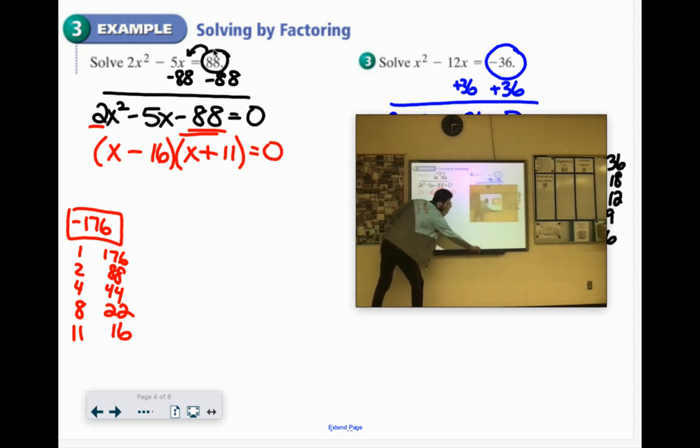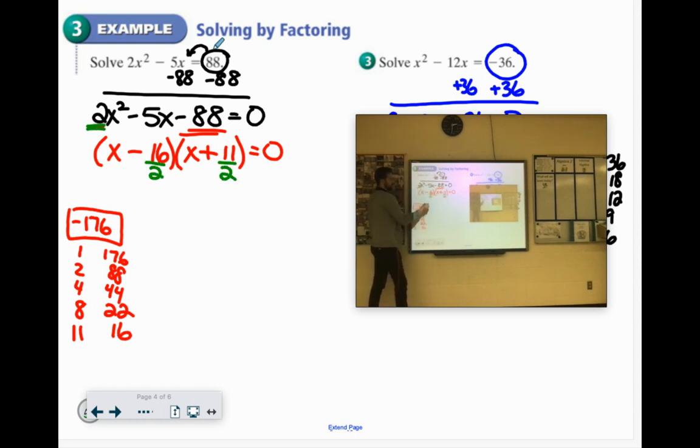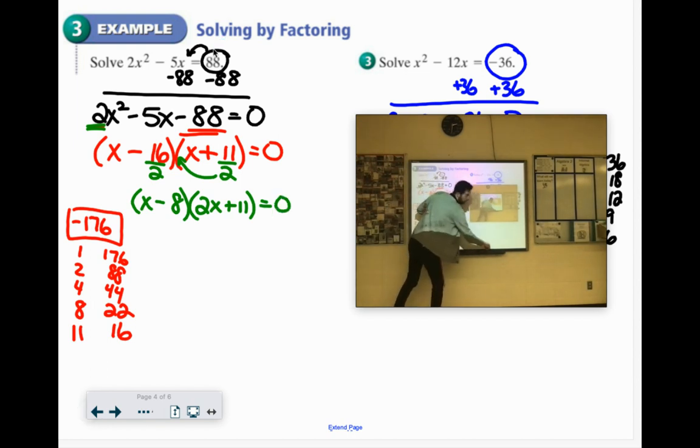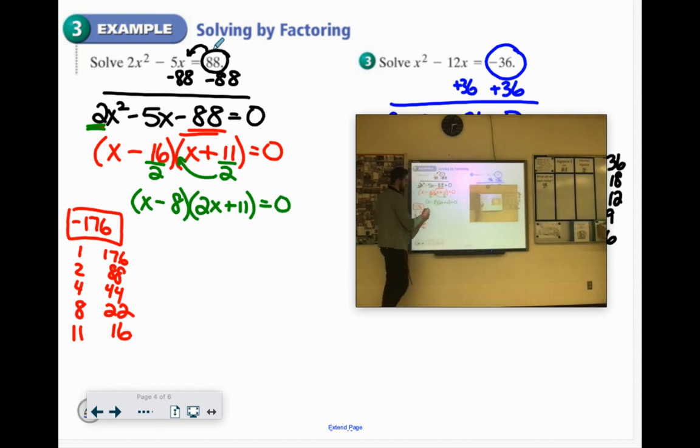But don't forget, we have to try to divide them by the number in front, the 2. So 16 over 2 is 8, right? 16 divided by 2. The 11 over 2 we can't do, so the 2 would come to the front: 2x plus 11 equals 0. And this is where we would finally set up our two equations. X minus 8 equals 0, and 2x plus 11 equals 0.